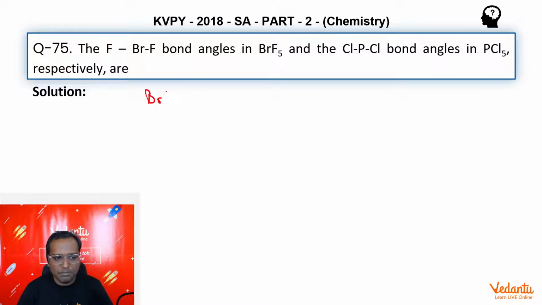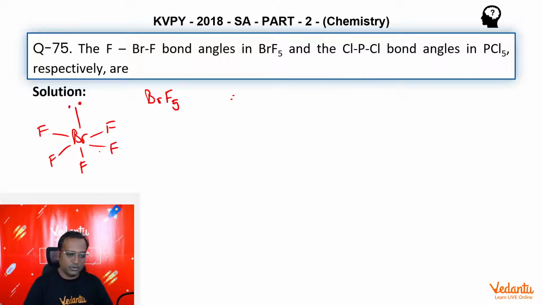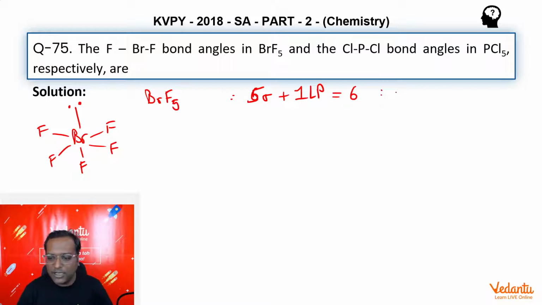So first let's talk about BrF5. The Lewis dot structure of BrF5 will look like this. We'll have 5 fluorines single bonded to bromine, 1, 2, 3, 4, 5, and 1 lone pair because bromine has 7 outer electrons. Therefore, it is making 5 sigma bonds and has 1 lone pair, so total is 6. Therefore, the hybridization here will come out to be sp3d2. sp3d2 geometry is octahedral in nature, right?